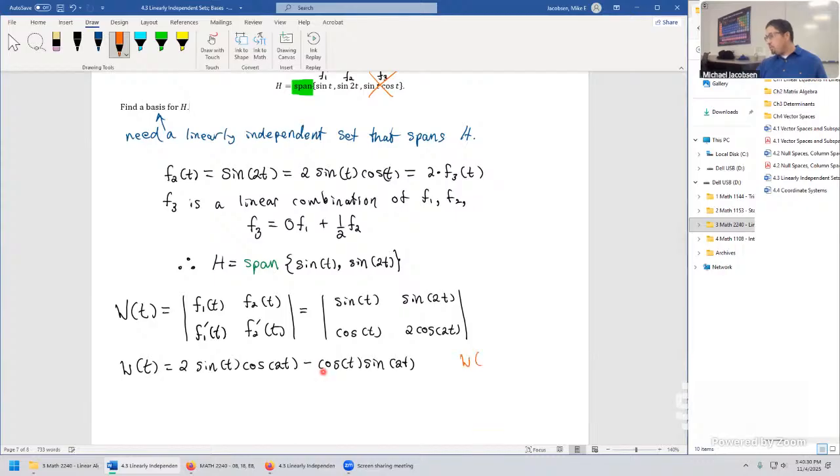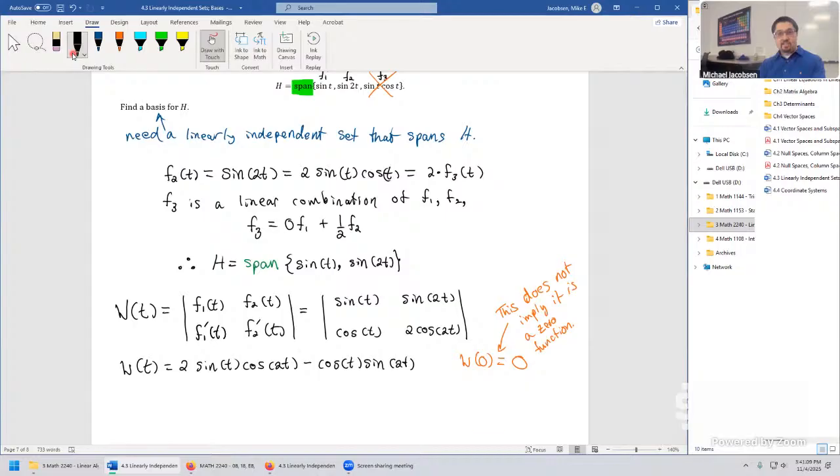Well, you could take W at 0. This would be cosine 0, which is 1, but sine 0 here becomes a 0. Sine twice 0 here becomes a 0. So W at 0 is 0. That's not good enough. This does not imply it is a zero function. For it to be a zero function, it would mean you get 0 at every single input.